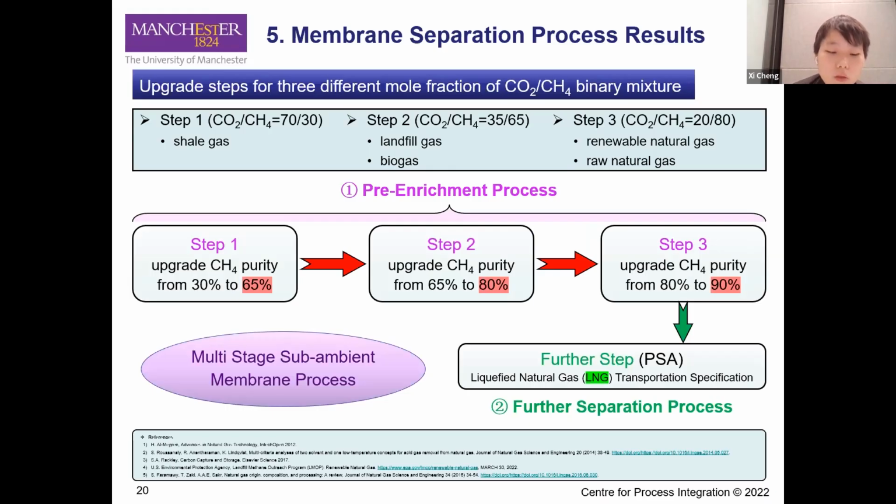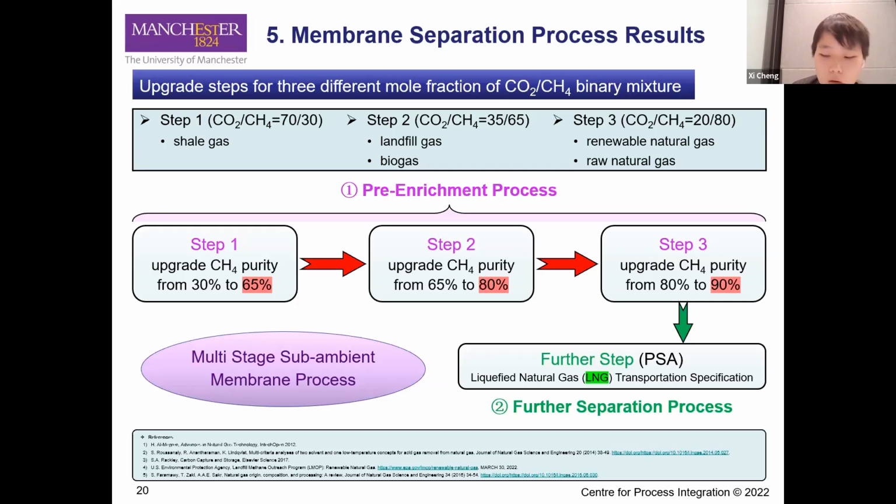In step one, it plans to upgrade CH4 purity from 30% to 65%. Continuing with step two, it plans to upgrade the CH4 purity from 35% to 80%. Lastly, it plans to upgrade the CH4 purity from 80% to 90%. Then, to further increase the purity of CH4 from 90% to a higher percentage to meet the requirements of liquefied natural gas transportation, it should be carried out by pressure swing adsorption technology, PSA.